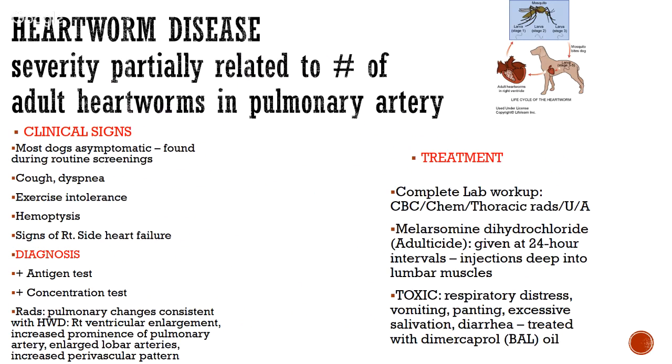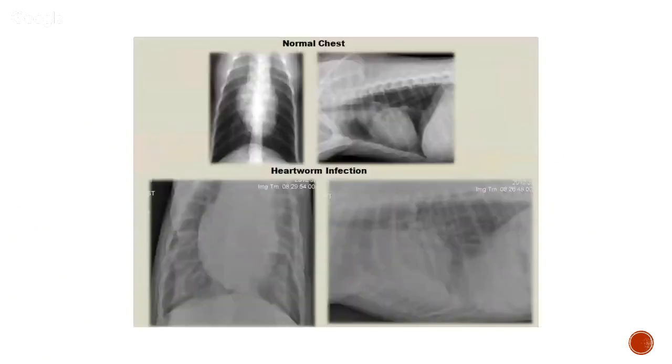Treatment is toxic. It causes respiratory distress, vomiting, panting, excessive salivation, diarrhea. We can treat this diarrhea with dimercaprol or bowel oil. We do have to be careful with it. So it is much better to do a preventive than it is to do a treatment for heartworm.